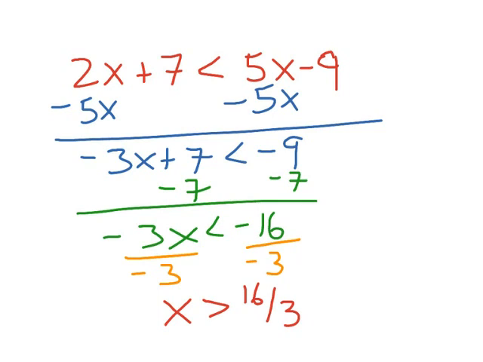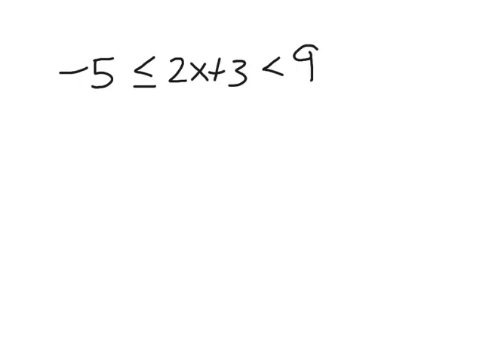Pretty simple, I hope. The next thing you're going to see is something called a compound inequality. Compound inequality just means there's more than one, so you might have something like negative 5 less than or equal to 2x plus 3 less than 9. And you want to solve. By solving, what we mean here is we want the x all by itself in the middle and numbers out on the ends. So really nothing new here.